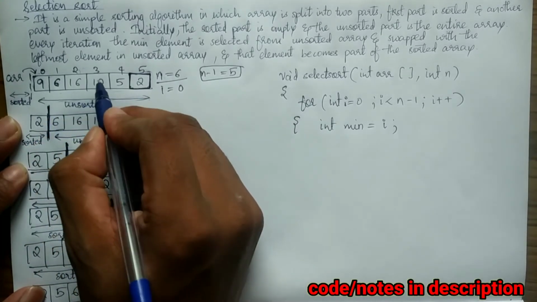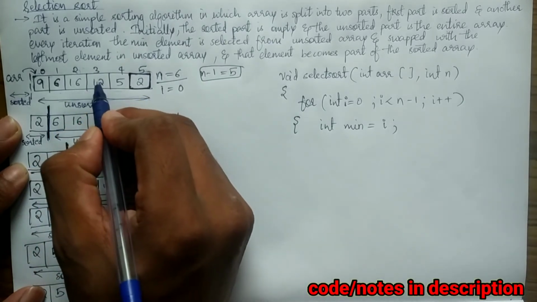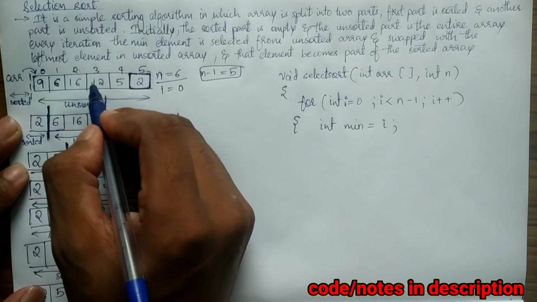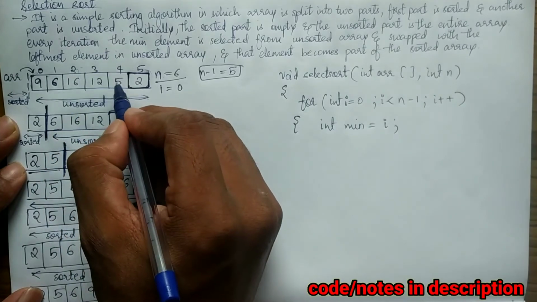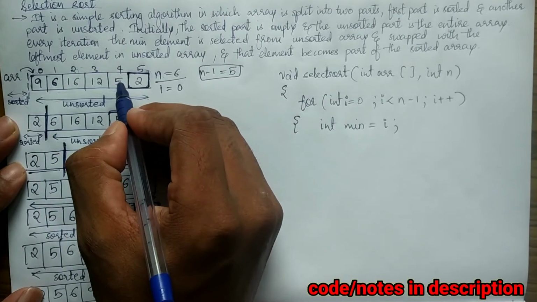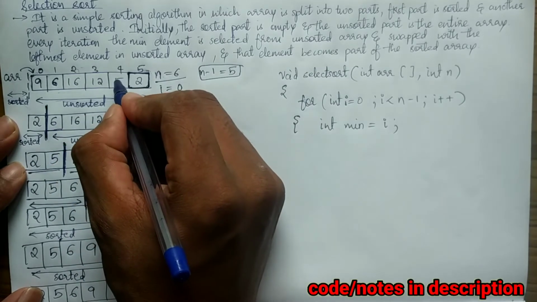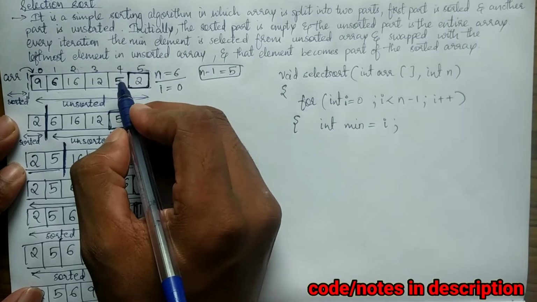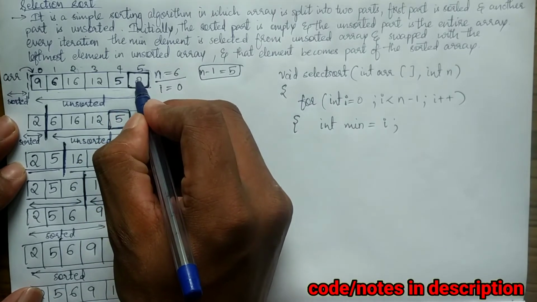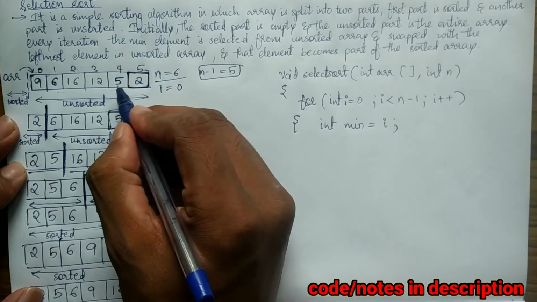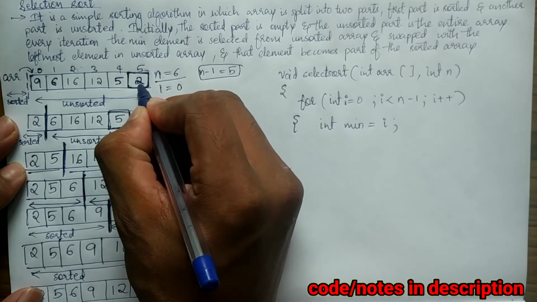Next we'll check with 12. What was our minimum element? 6. So we are checking 6 with 12. Is 12 smaller than 6? No. So our minimum element will be 6. We'll check 6 again with the next element, that is 5. Is 5 smaller than 6? Yes, 5 is smaller than 6. So we'll make 5 our minimum element. Now our minimum element is 5 and we will compare again with the next element, that is 2. Is 2 smaller than 5? Yes, 2 is smaller than 5. So our minimum element is 2.